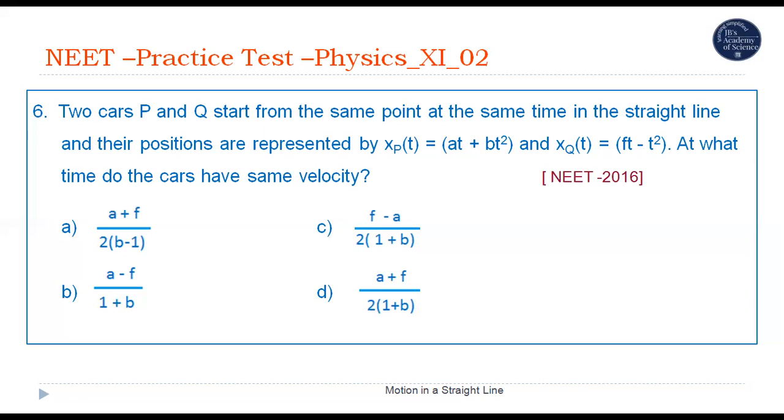Option A, a plus f divided by 2 into b minus 1. Option B, a minus f divided by 1 plus b. Option C, f minus a divided by 2 into 1 plus b. And option D, a plus f divided by 2 into 1 plus b.